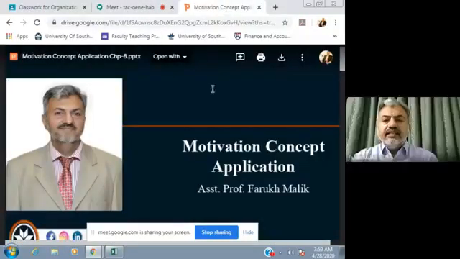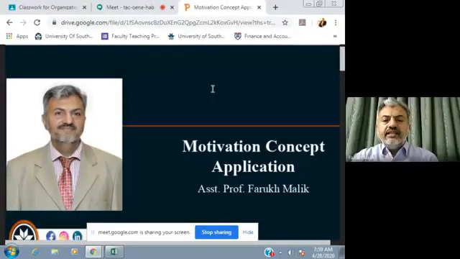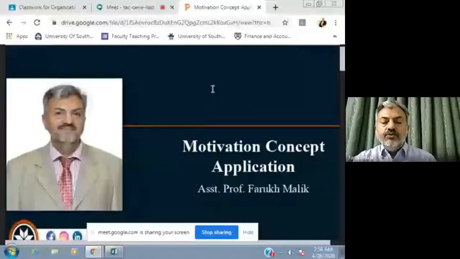In the last class, we discussed different motivation concepts, in which we covered motivational theory, Maslow's hierarchy of needs, then Theory X and Theory Y. And today we are going to study the application of motivation concepts, that is, how these motivational concepts are actually applied in organizations in real life.